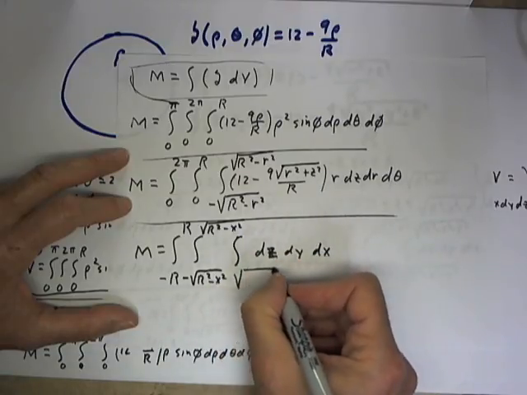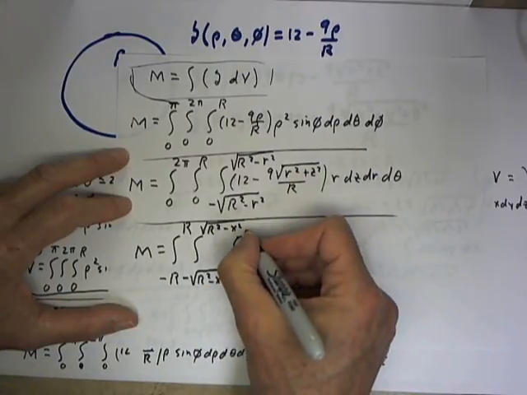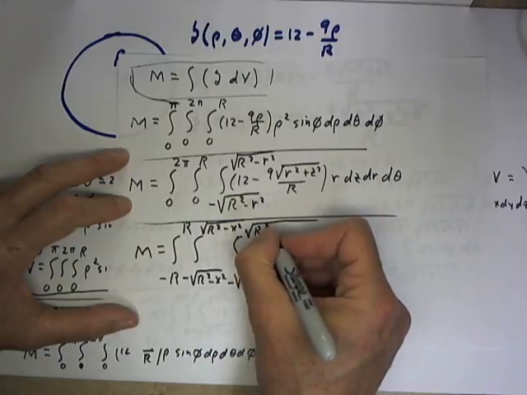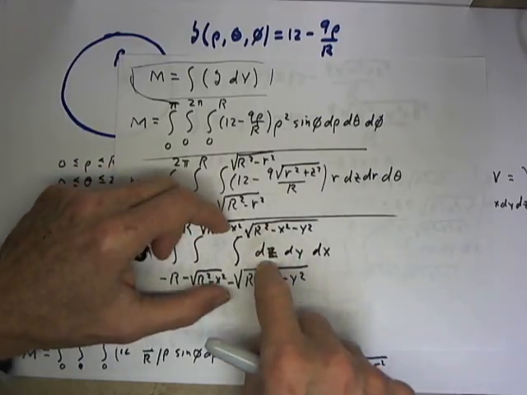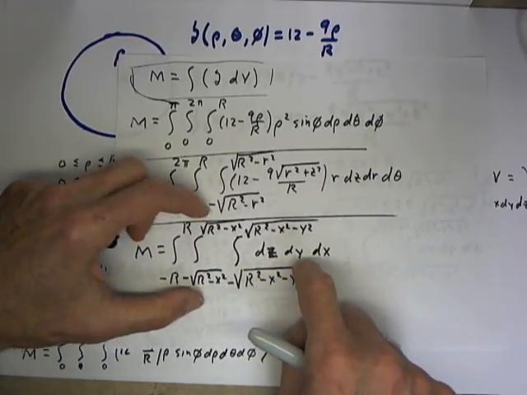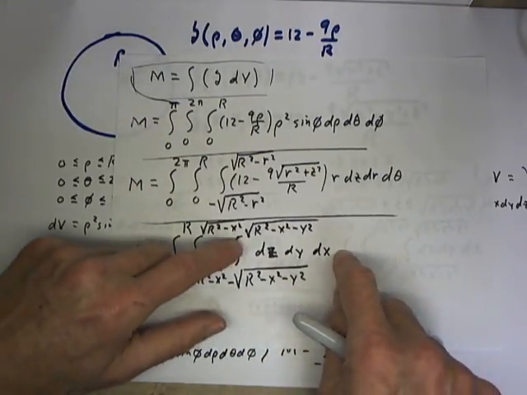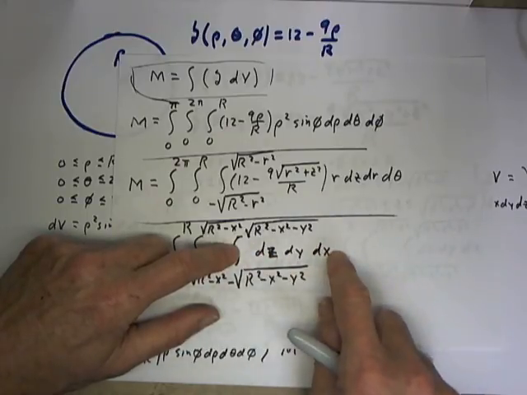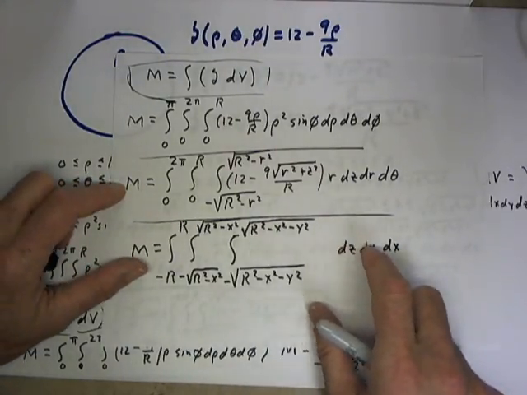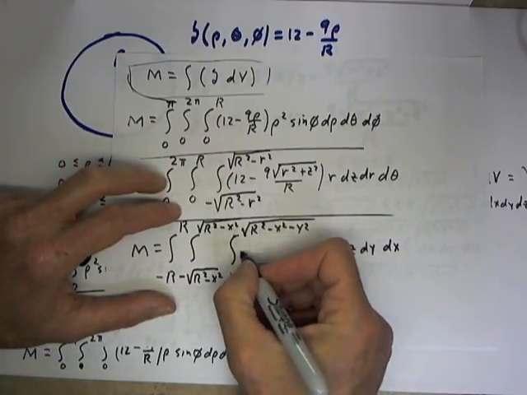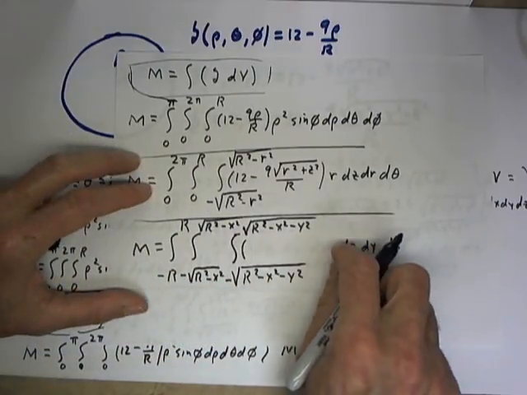We're going to go from negative the square root of R squared minus x squared minus y squared to the square root of R squared minus x squared minus y squared. And again, the inner integral is with respect to z, the next integral with respect to y, the next integral with respect to x. And I've left out my density function, so I'm going to have to go ahead and make a repair here. We'll get that in a second. Okay, the dz, dy, dx has been moved over, leaving me room to write the density function in here.